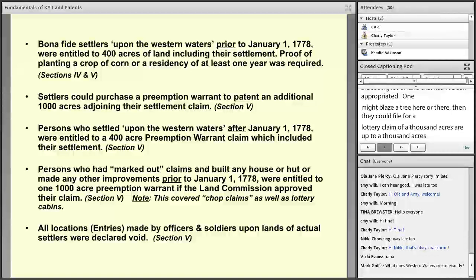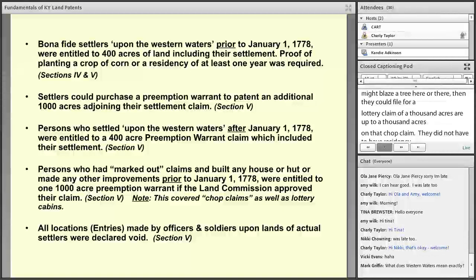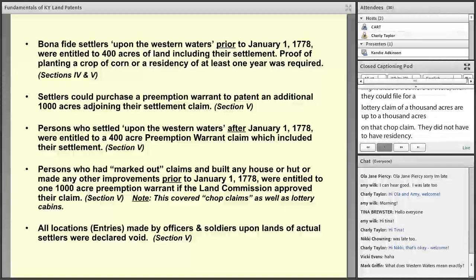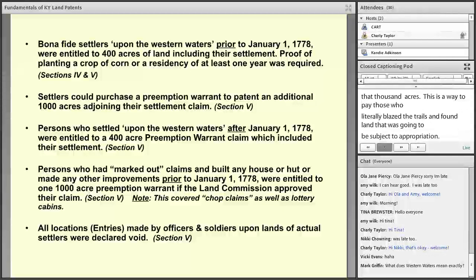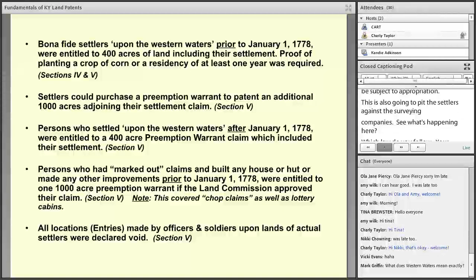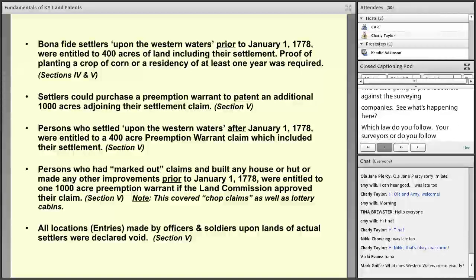They did not have to have residency, nor did they have to plant a crop of corn in order to get that 1,000 acres. This is a way to pay those who literally blazed the trails and found land that was going to be subject to appropriation. This is also going to pit the settlers against the surveying companies. See what's happening here? Which law do you follow? Your surveyors, or do you follow the law that has just been written by the Virginia General Assembly?